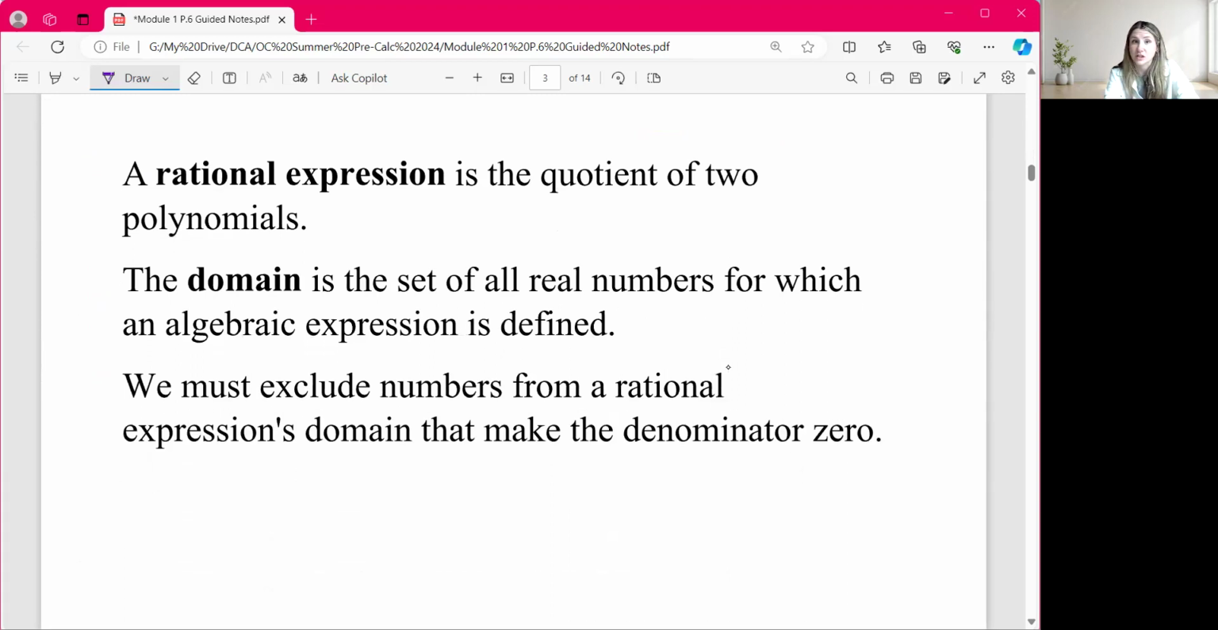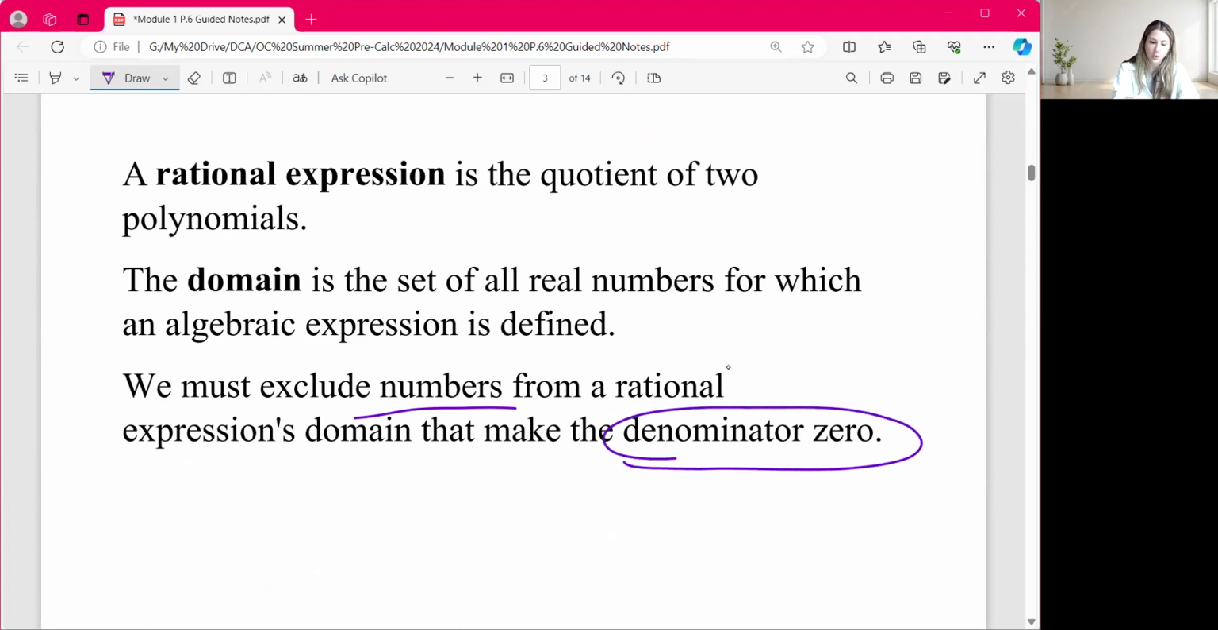some definitions here to remember. A rational expression is the quotient of two polynomials. The domain is the set of all real numbers for which an algebraic expression is defined. So domain is your possible x values. We have to remember that we have to exclude numbers from the rational expression's domain that make the denominator 0.